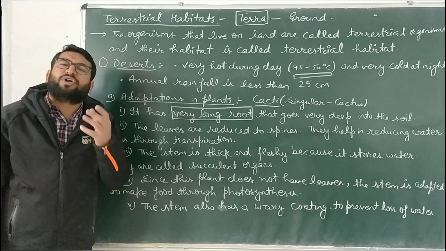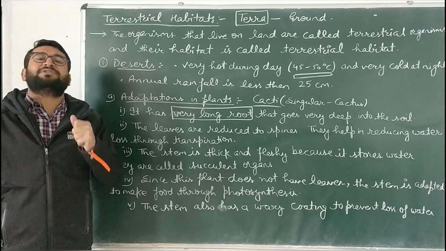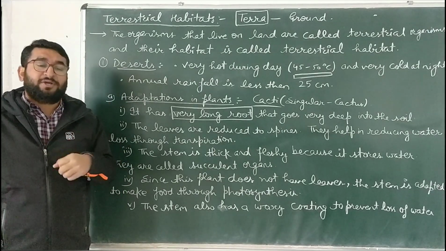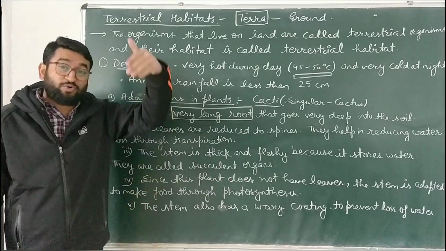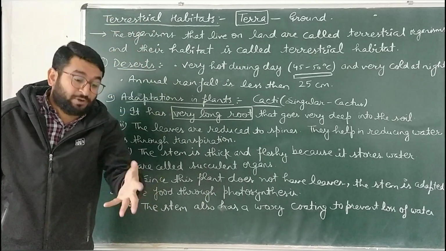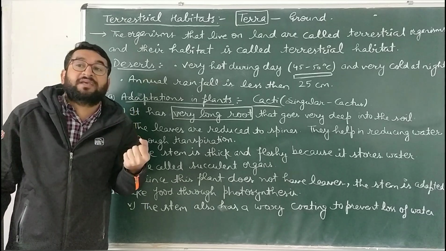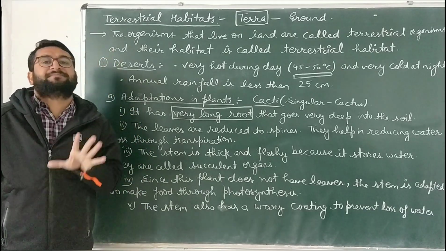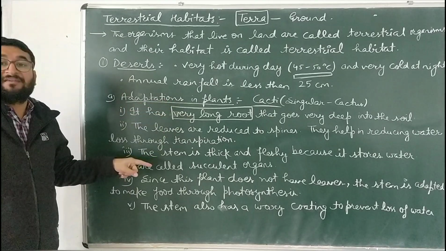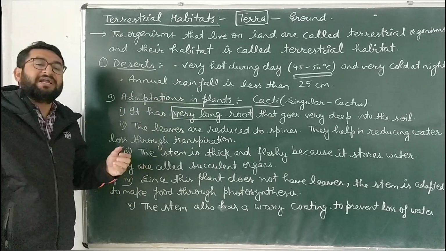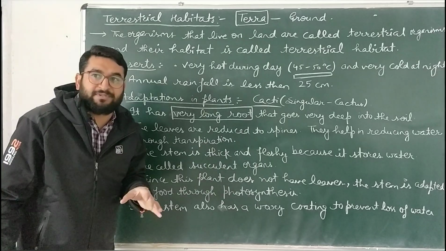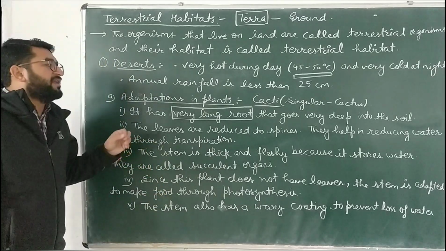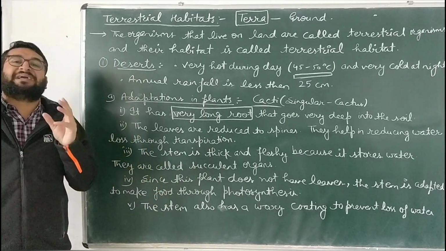Why? बच्चे water is less in the soil. पानी तो है ही नहीं, बारिश तो होती नहीं है, तो पानी बहुत नीचे है. तो रूट्स को बहुत गहराई तक जाना पड़ेगा उस पानी को एब्जॉर्ब करने के लिए, and for that roots go very deep. Roots बहुत अंदर तक जाती है, very long roots, so that it can absorb water from the depth. Second is the leaves are reduced to spines.